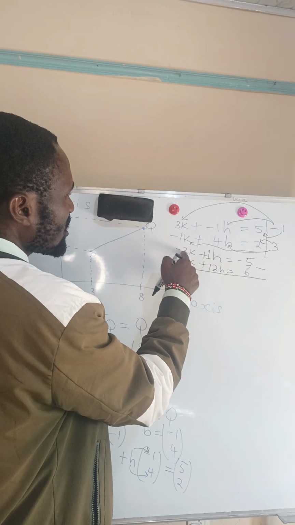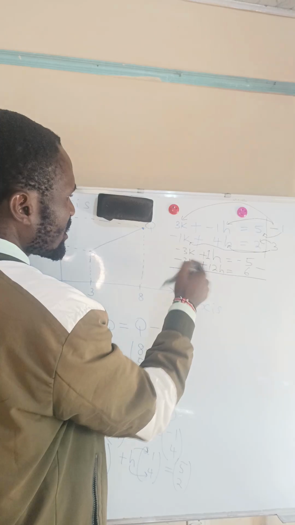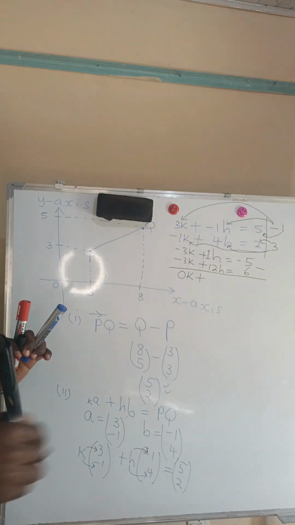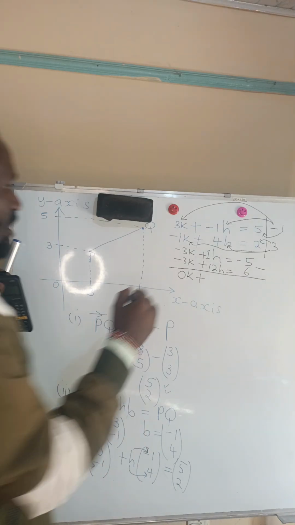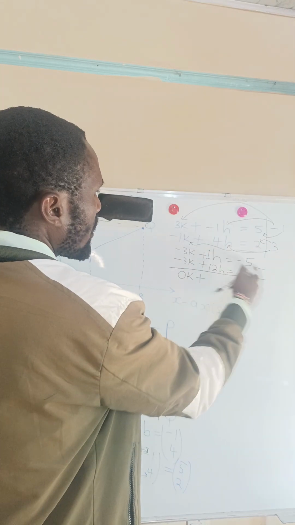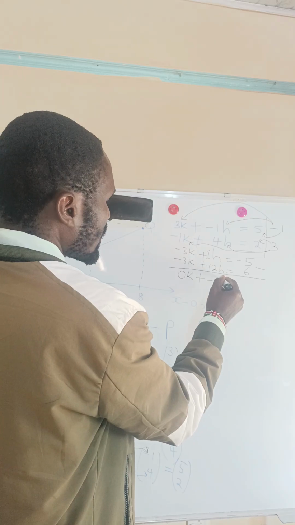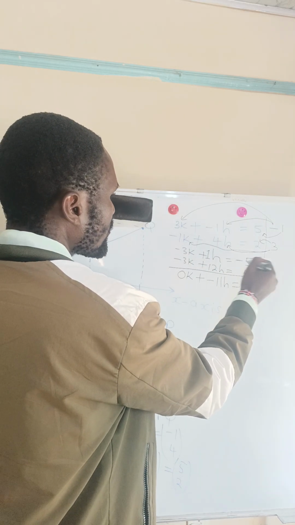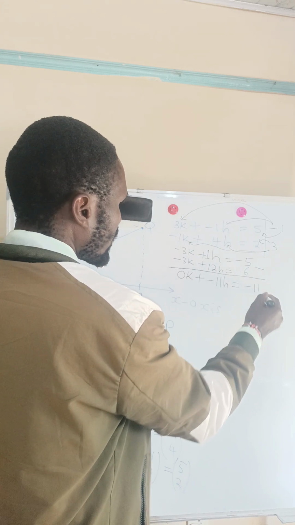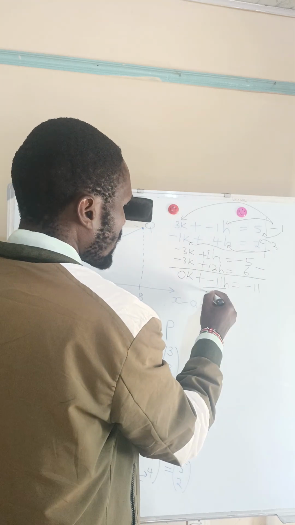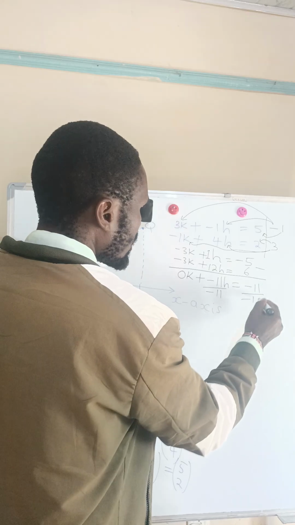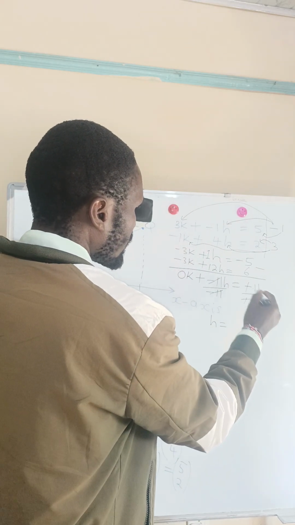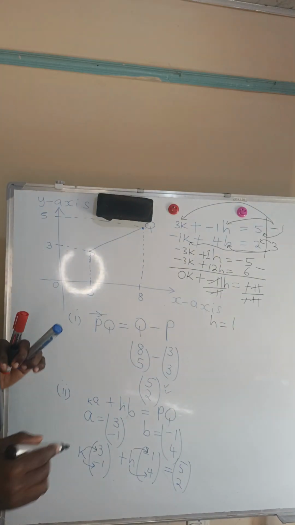Now, minus 3 minus 3 gives us 0k. So k has been eliminated. That's why the method is called the elimination method. Then 1 minus 12 gives us minus 11h. That must be equal to minus 5 minus 6, which gives us minus 11. So we have minus 11h equals minus 11. This and this will disappear. So our h is 11 divided by 11, that is 1. So our h is 1.